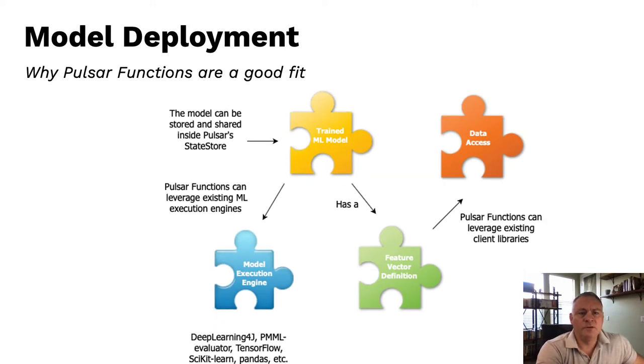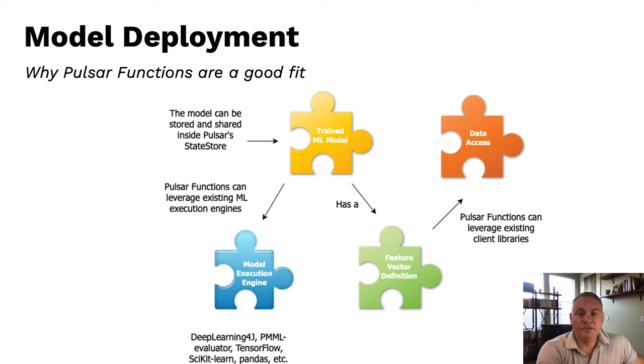So why are Pulsar functions a good fit for this particular use case? I'll lay the case out here. The first and foremost is that the fully trained models can be provided to Pulsar functions via Pulsar's internal state store mechanism, so we can access it dynamically at runtime. We can even swap out trained models with newer versions with zero code changes or downtime.